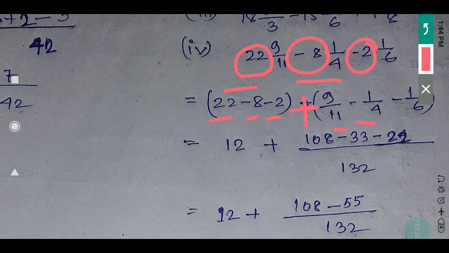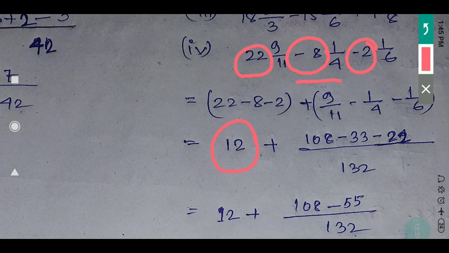After doing the whole number part, 22 minus 10 is 12. Then I have taken the LCM of 11, 4 and 6. This LCM will be 132. After taking the LCM you will get 108, because 11 times 12 is 132, and 12 times 9 is 108. 4 times 33 is 132, so it will be 132.